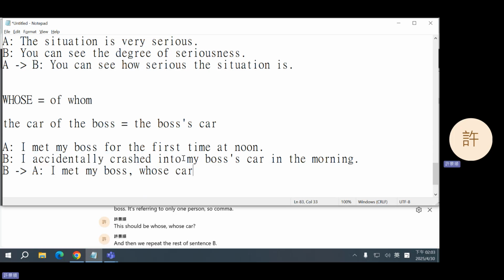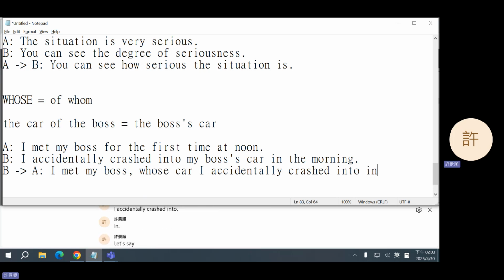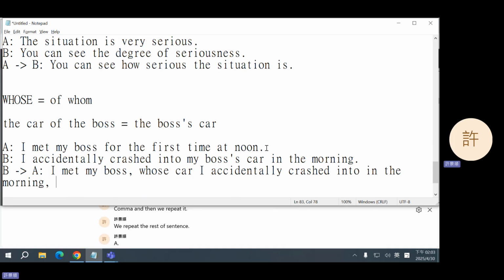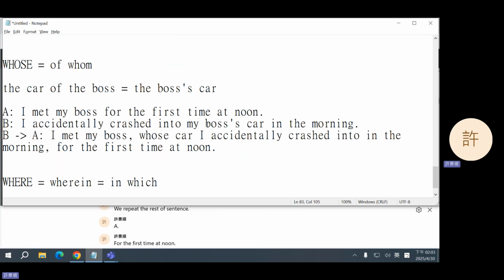Whose car I accidentally crashed into in, let's say, in the morning, comma, and then we repeat the rest of sentence A, for the first time at noon. So the key idea here is belonging to somebody turns into whose. So far, any questions?